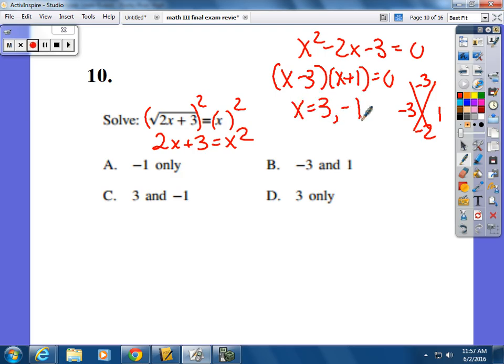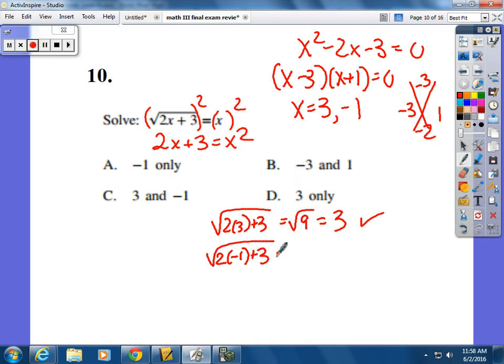However, with a radical, you always double check your answers. So plug in 3 and see what that equals. Well, 2 times 3 is 6, plus 3 is 9. The square root of 9 is 3. So that one checks out. How about negative 1? 2 times negative 1 is negative 2, so this will be the square root of 1. That does not equal negative 1. So this one does not check out, which means my only answer is 3. So the answer would be D.